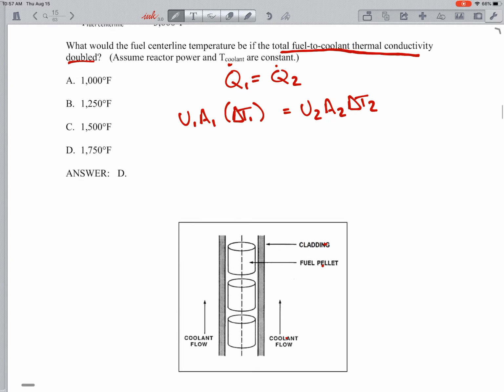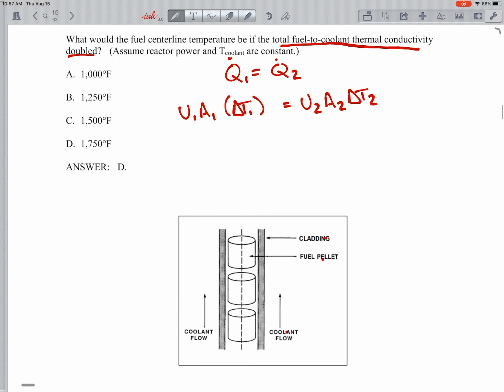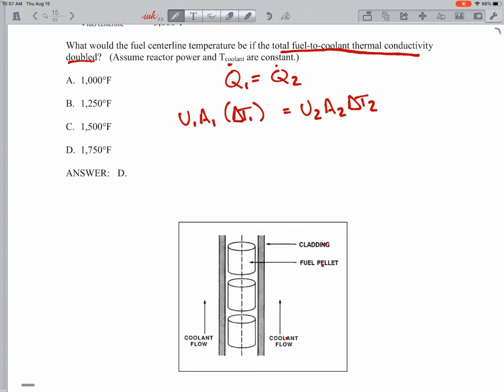Now the area is going to be the surface area of the clad total. And that's just not going to change, right? So we'll go ahead and say that A1 equals A2. And now what this is telling us is that the fuel to coolant thermal conductivity doubled. So this factor is kind of a catch-all, and one of the things it catches is the fuel to coolant thermal conductivity. It has doubled. So we'll just go ahead and say that U2 is going to be equal to 2 times U1.